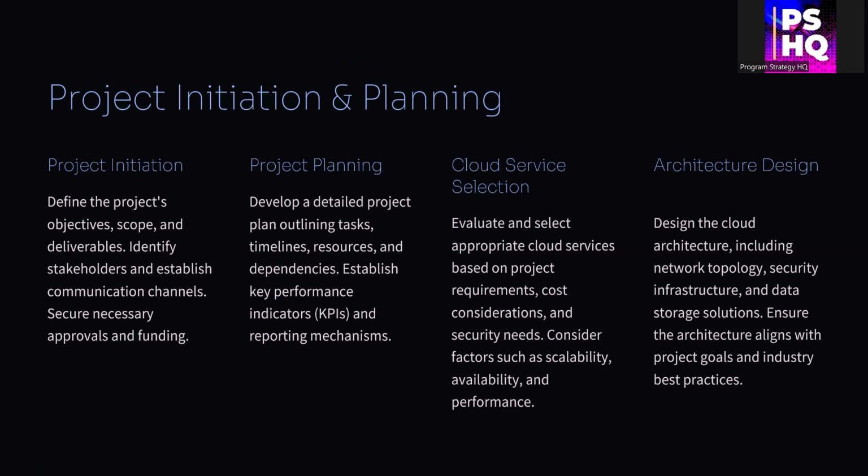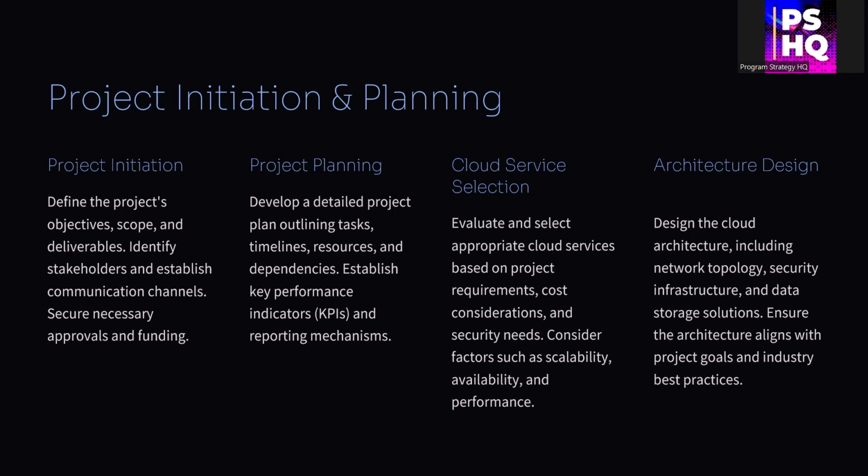In the project initiation phase, we define the project's objectives, scope, and deliverables. Key tasks here include identifying stakeholders, establishing communication channels, and securing approvals and funding. Once initiated, we move into project planning, where we develop a detailed roadmap. This plan outlines tasks, timelines, resource allocation, and dependencies, ensuring the project stays on track.